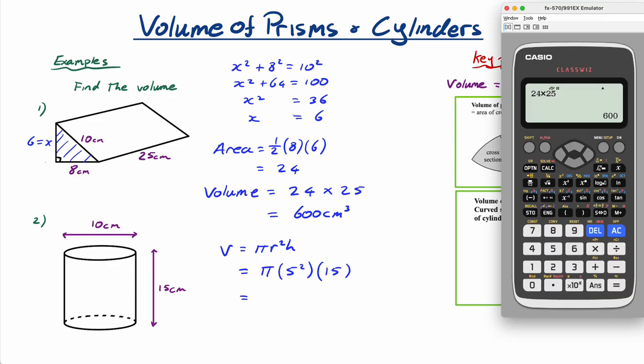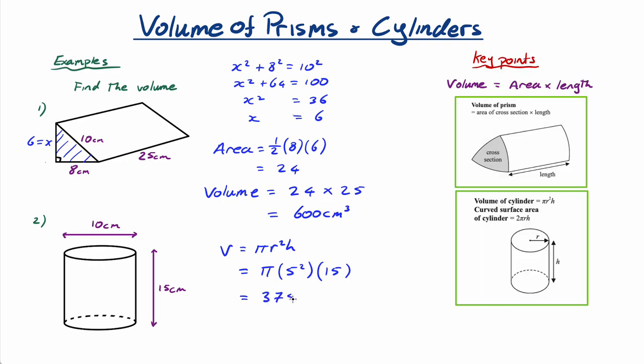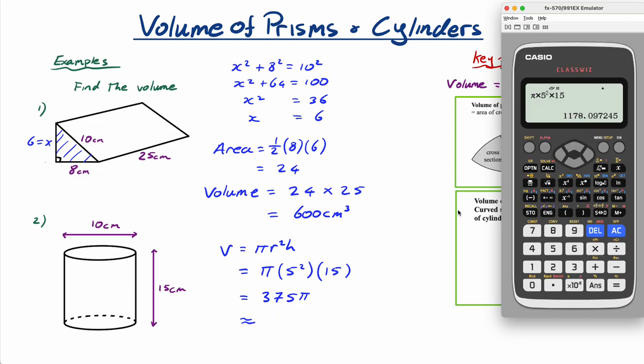Sub it into the calculator. Easy peasy. Get pi down here. Pi times 5 squared times 15. 375 pi. Sometimes they say give your answer in terms of pi, guys. Sometimes they say approximately equal to. Sometimes they say 2 decimal places or whatever. 1178 point, well, it's actually 0.1. So let's just round it. 1178.1.